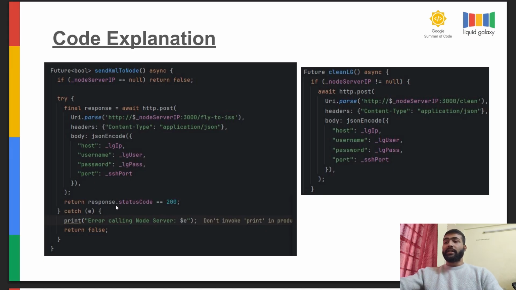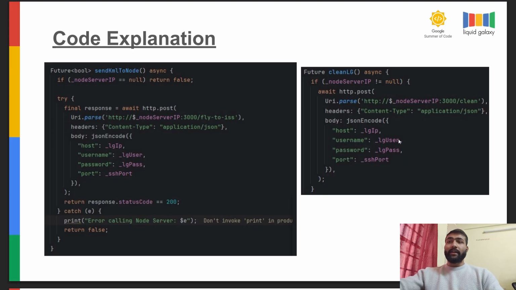Then if the response returned is 200, which is successful, we will get out of this block. If it is not successful, we will print error calling node server. Then we also have a function called clean LG, which sends the command of cleaning the rig. It has the same functionality as send KML to node, since it is posting the HTTP request to the node server through user, password and SSH port, which does not require reconnection. But since we are sending it, we have to send the JSON in a clean format.